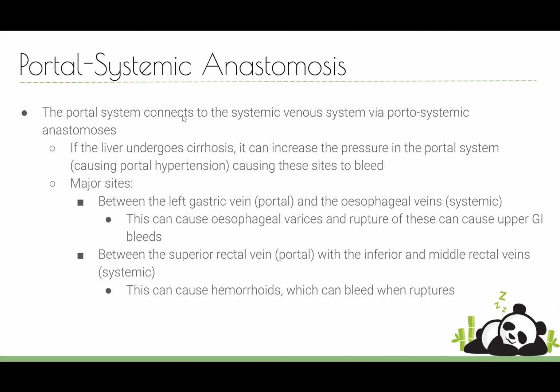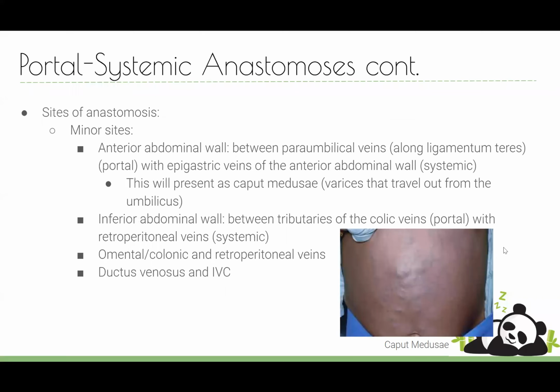I guess if this ever comes up in a question, they'll give you clues in terms of why they're cirrhotic. So alcoholics are probably your buzzword in this case, or they have hepatitis. That's really two buzzwords. Other sites where this can happen is the anterior abdominal wall.